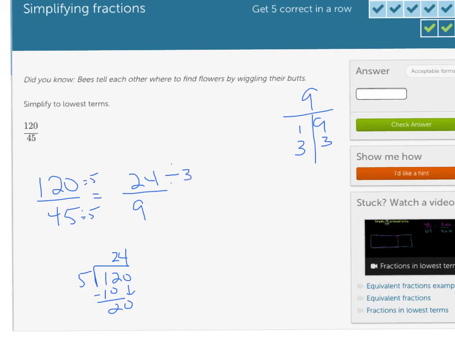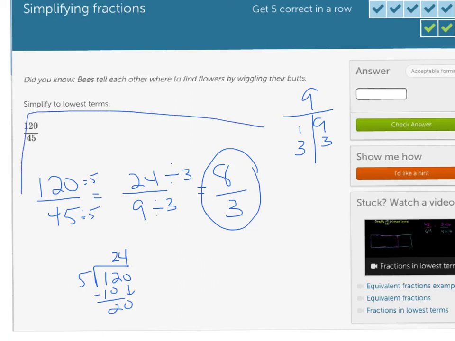Divided by 3. Divided by 3. 24 divided by 3 is 8. 9 divided by 3 is 3. Is there any number that can go into both 3 and 8? No. So that will be my answer. Please copy down this part right here. Pause.